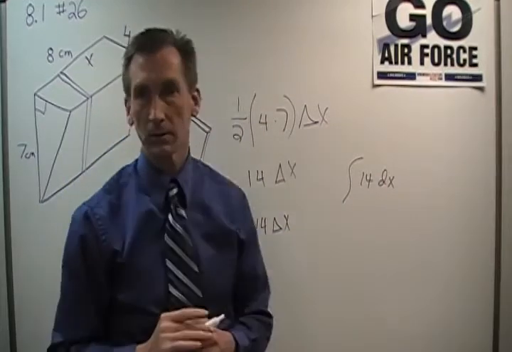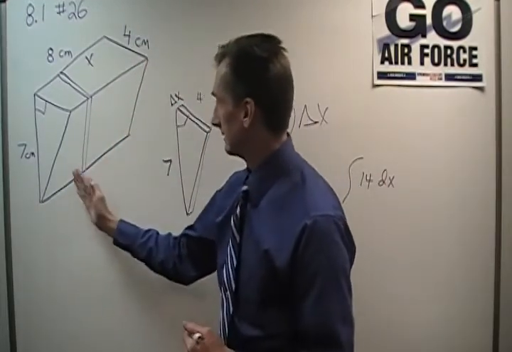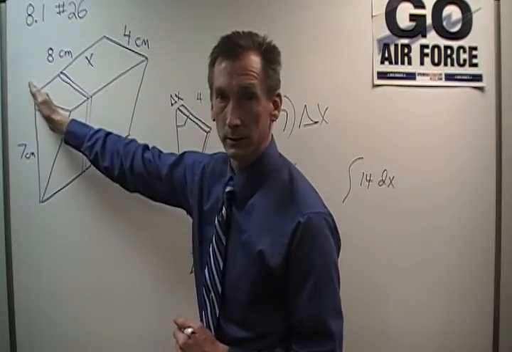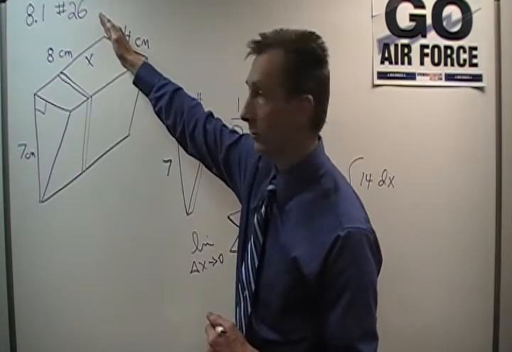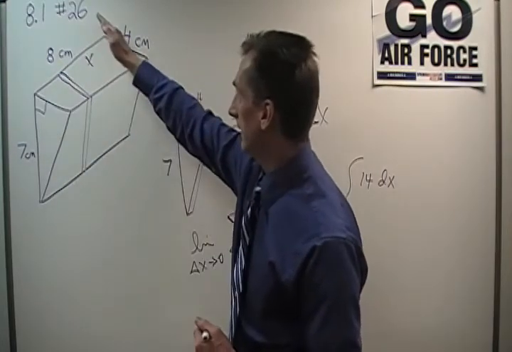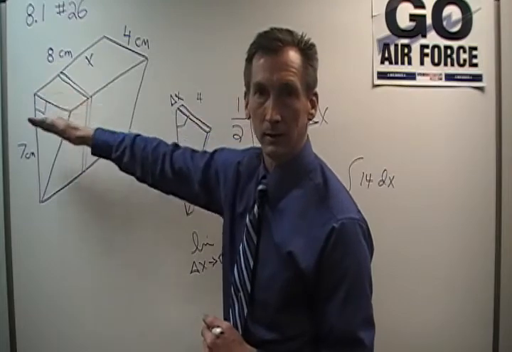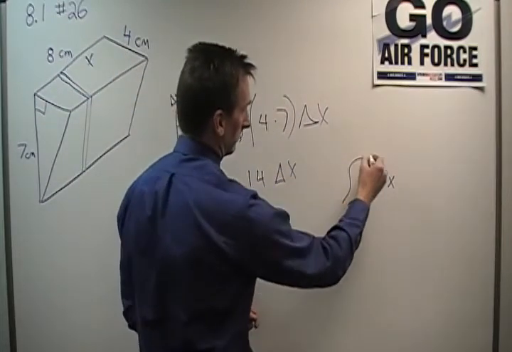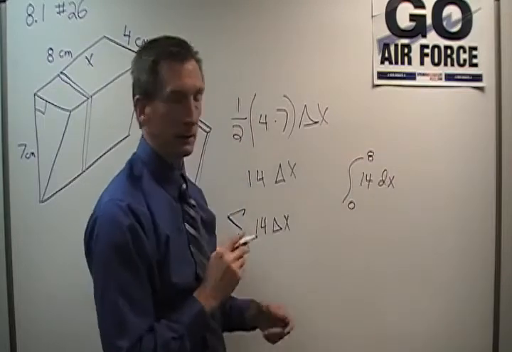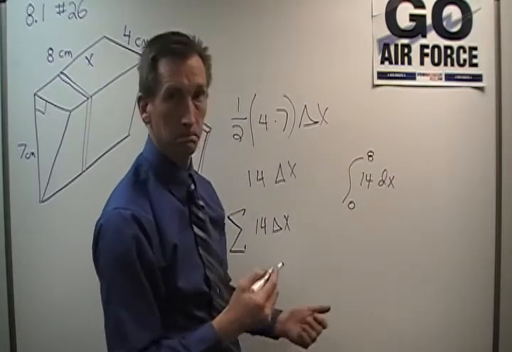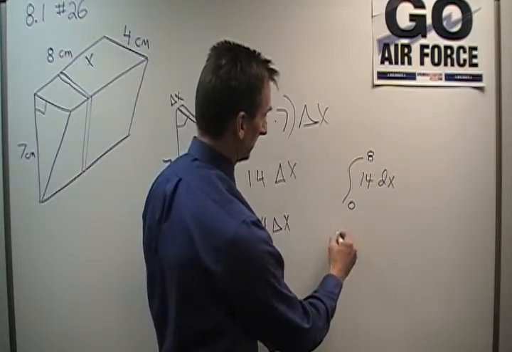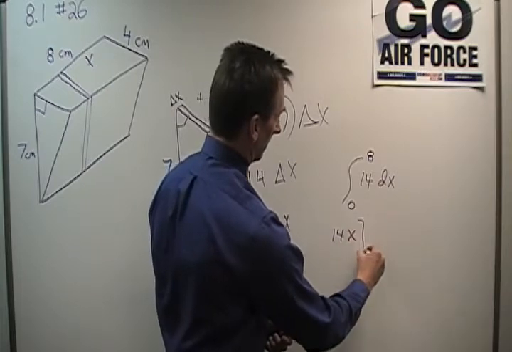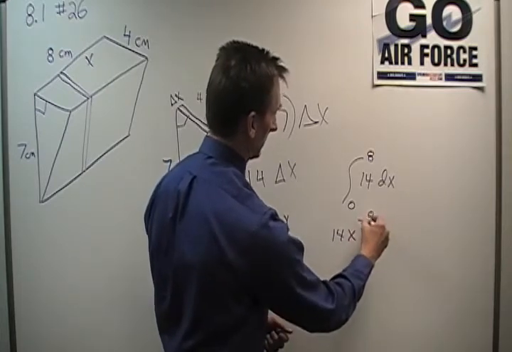Now let's look at our triangle. We've got these slices, and we're going to go from our starting point up to our end point. So I'm going from 0 to 8, because this is 8 centimeters in length. This is a pretty simple integral. You can play along at home. You'll see that it is 14x evaluated from 0 to 8.